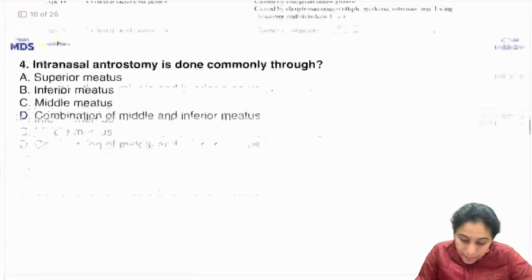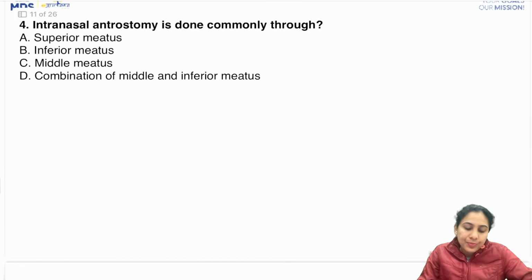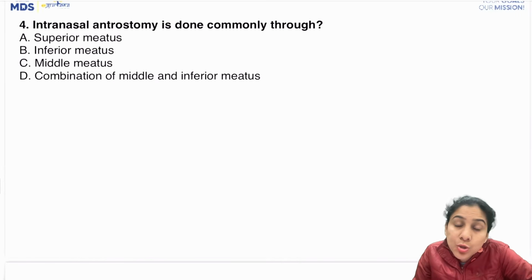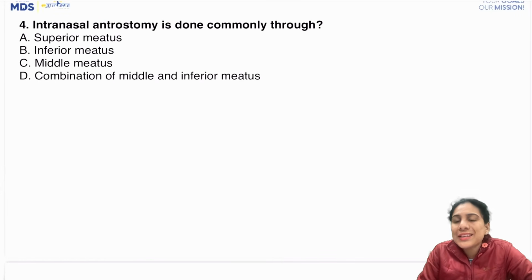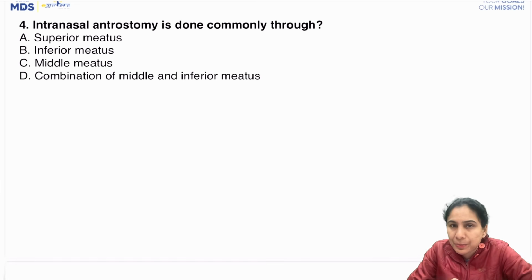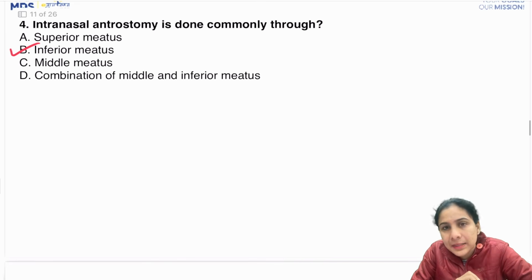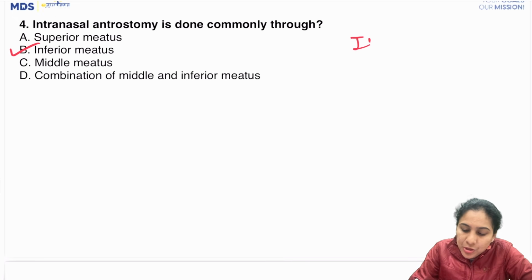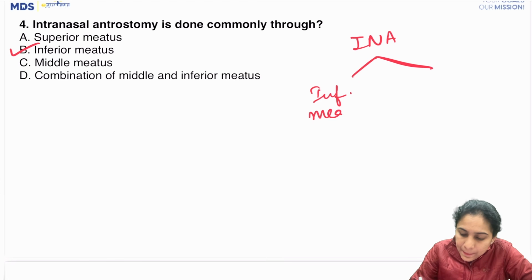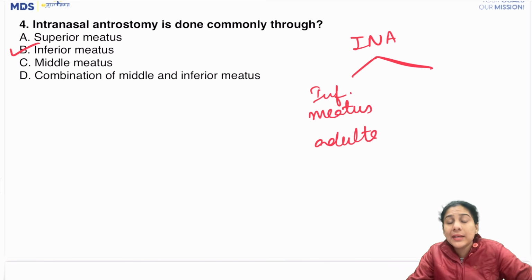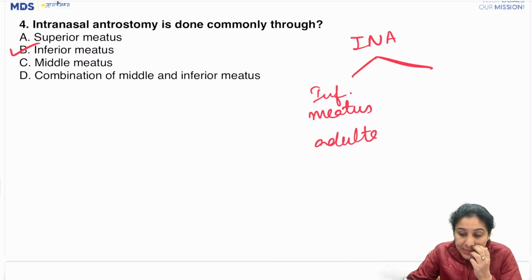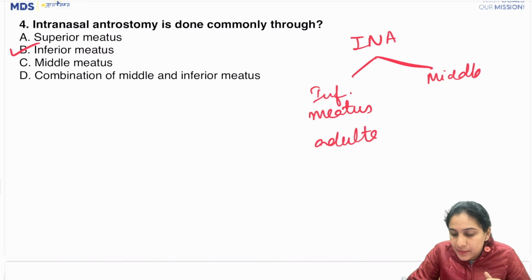Okay, next question. Intranasal antrostomy is commonly done through. So when it is not mentioned whether it is adult or pediatric, please consider it to be adult and mark the inferior meatus. So intranasal antrostomy is done through the inferior meatus in adults, and in young children where the sinus is not yet pneumatized, it is done through the middle meatus in children.